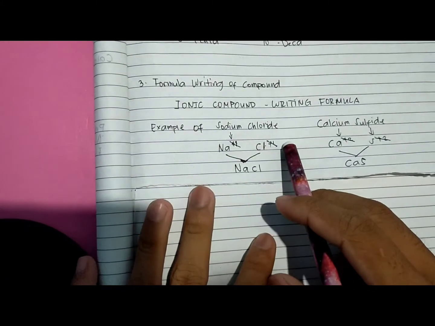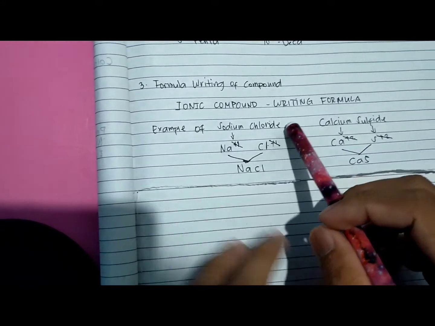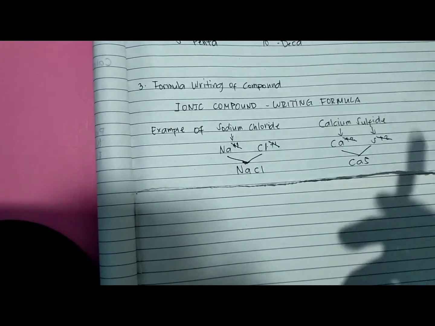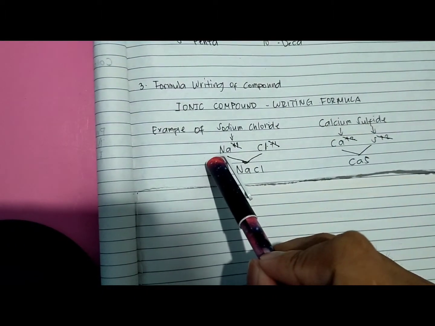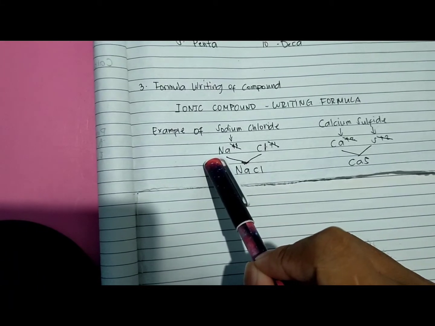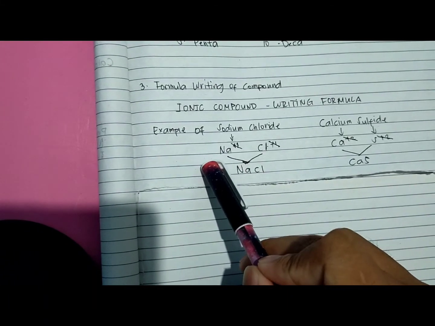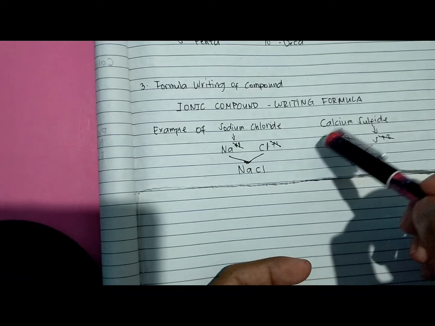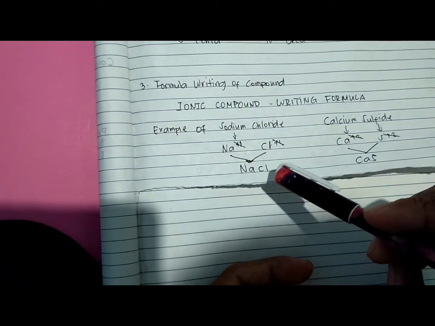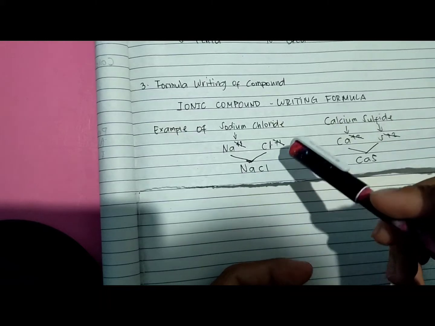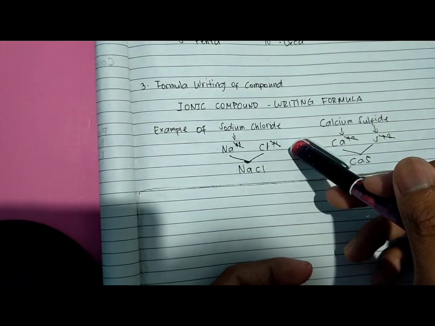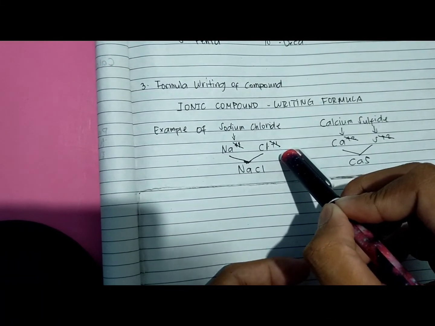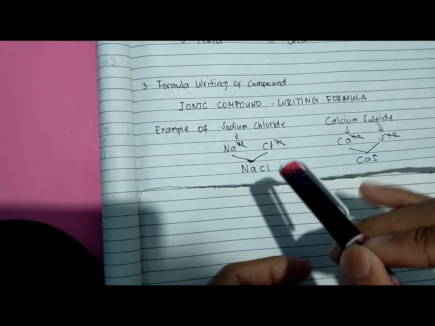So ionic compound, so writing formulas. Our example is sodium chloride. So in the periodic table we can see the sodium there is Na plus 1 and the chloride is Cl minus 1. So it is the same charge, so you can cancel out the positive 1 and the negative 1 and then combine it. That's sodium chloride.